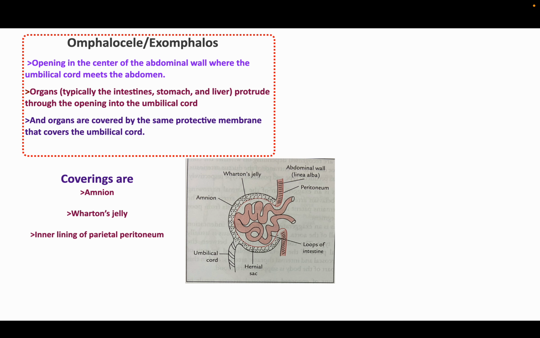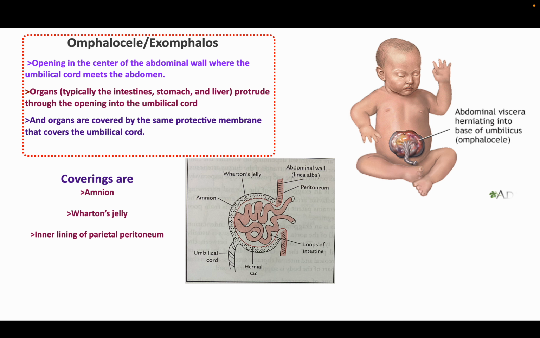So what is that protective membrane made up of? That protective membrane includes a covering. What are those? Amnion, Wharton's jelly and the inner lining of parietal peritoneum. So this is important. You can see the diagram, the same diagram is showing.